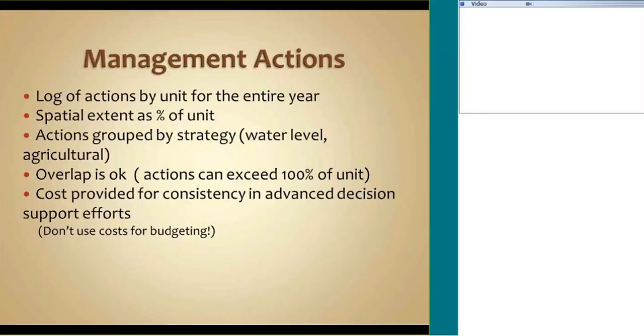And we provide a laundry list of actions. And overlap is okay. We're not worried about things exceeding 100% of the unit. If you want to disk your unit 5 times, it's certainly going to exceed 100% if you disk it every time. And we do also provide costs for each of these management actions that are in the laundry list.